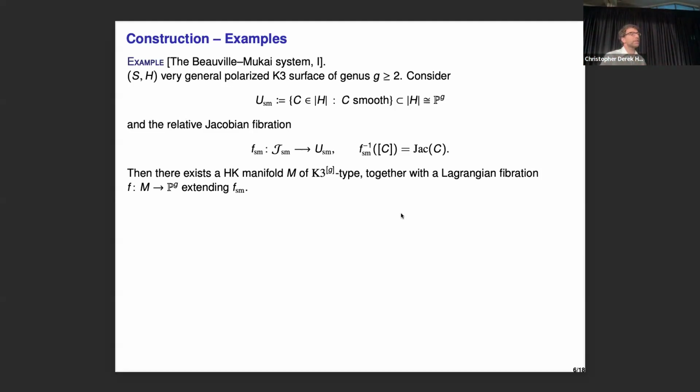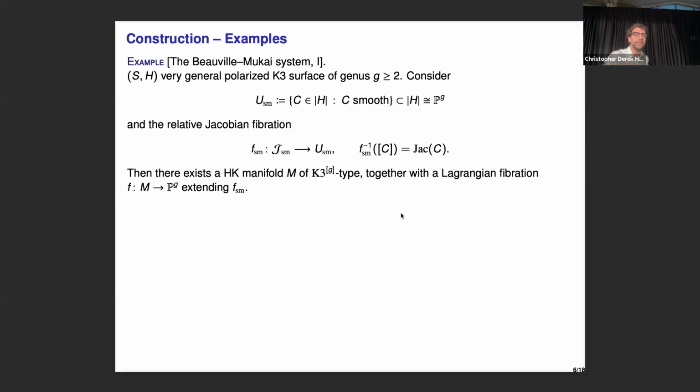And so the statement here is that in the singular case, you can compactify this thing. So you can compactify and obtain a variety, a manifold actually in this case, which is deformation equivalent to a Hilbert scheme on a K3 surface, maybe another one, together with a Lagrangian fibration, which extends this Jacobian fibration.